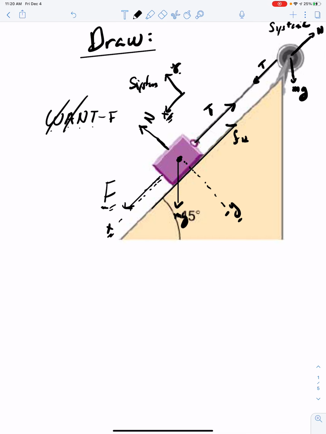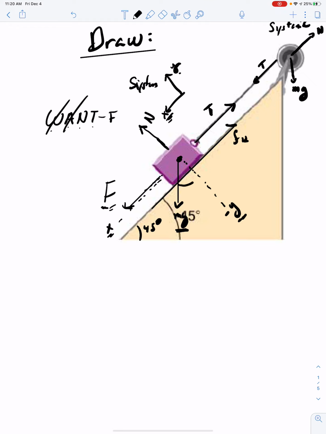If we're given a critical angle, and that critical angle is 45 degrees for the inclined plane, it will be the same angle found between the magnitude of weight, mg, and the coordinate axis of y.